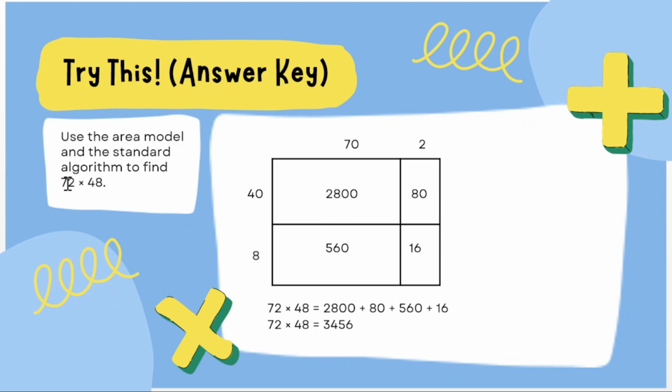So 72 will be split into 7 is 70, and 2 is 2. Then 48 is 40, and 8 is 8. So we're going to multiply them separately. So we're going to have 40 multiplied by 70. 4 times 7 gives us 28. We have a 0 here, and we have a 0. That making 2 zeros. We add the 2 zeros here. That gives us 2,800.